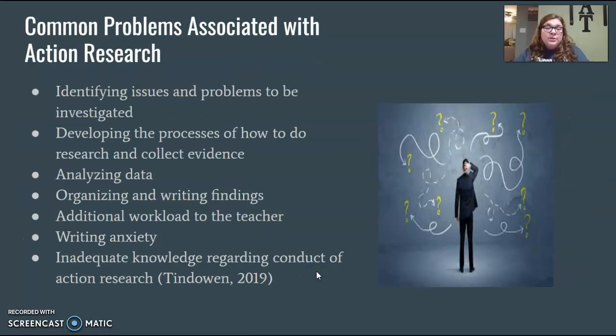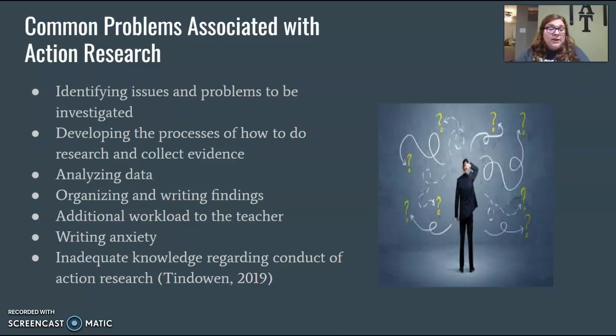Common problems that are associated with action research. First one is identifying the issues and the problems to be investigated. Sometimes it's hard to pinpoint exactly what's wrong and even where to begin. It can be hard to develop the process of how to research and collect evidence. Analyzing the data can be hard.